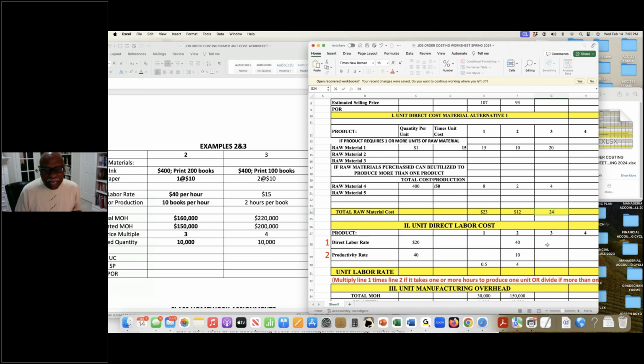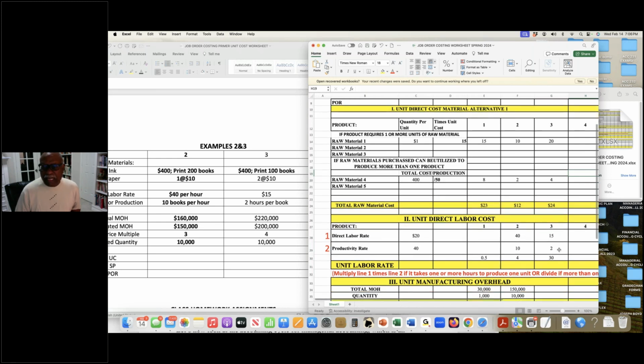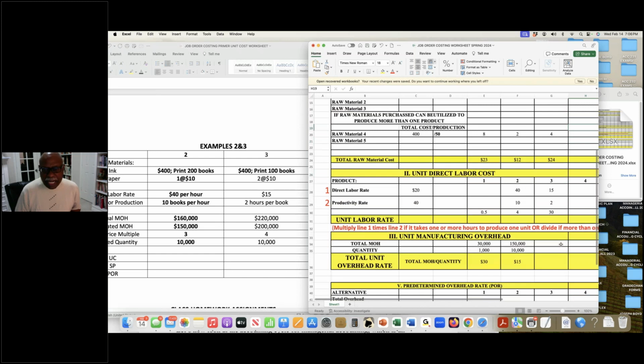So even though the direct labor rate is 15, and even though the productivity rate is 2, we're going to multiply those in this situation to get 30. So you always are going to have to be looking and thinking about what you're doing. Once again, if you miss this, then you've missed selling price and cost.